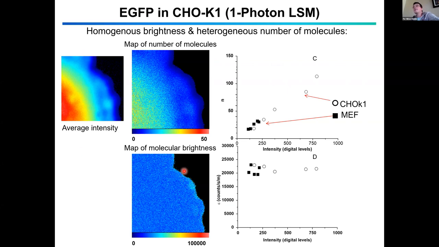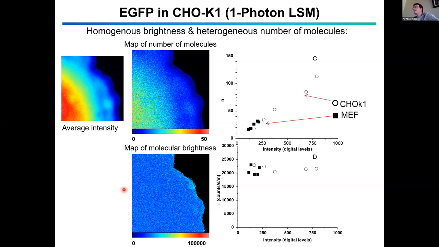Okay. Now to the application in cells. Here's a cell that's just expressing the green fluorescent protein. On the top left, you have the average intensity. On the top center, you have an image or a map of the number of molecules. You can see that further inside the cell, you have more GFP molecules on average, and then at the bottom center, we have the map of molecular brightness. And as you can see, it's the same everywhere, because in this case the cell is just expressing EGFP, which is mostly monomeric if expressed at levels that are only in the nanomolar range.